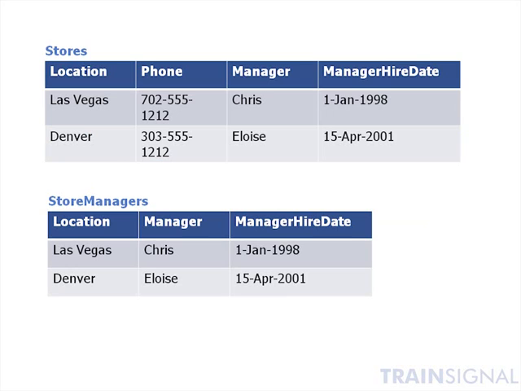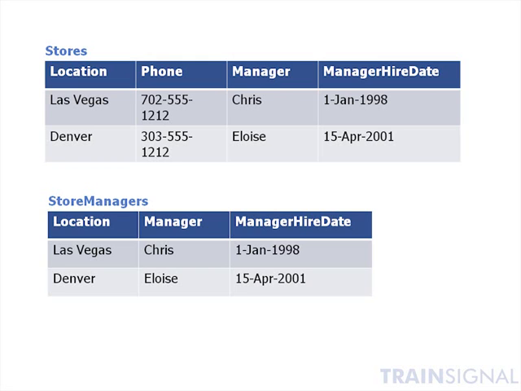The solution would be to perhaps create a store managers table, which I've shown on the bottom. Now, I have not yet gone back to the stores table, which is on the top, and removed the manager and manager hire date. This is sort of the interim step of copying that data off to a new table. Now the manager hire date can be dependent upon the manager and nothing else in the table. The two are still linked.